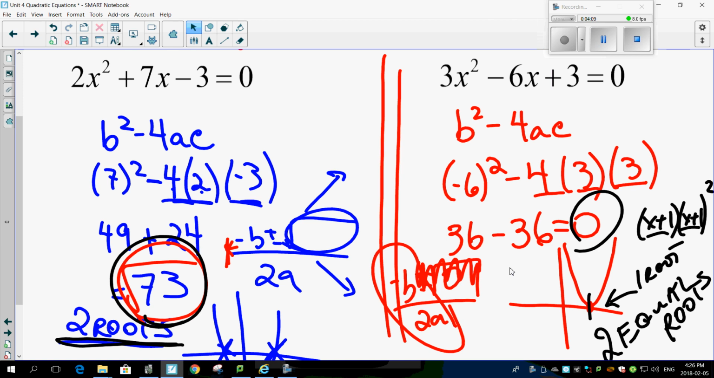But the nice thing about the discriminant, it tells us the nature of the roots. It doesn't tell us what the roots are, but tells you, do you have 2 roots, do you have 1 root, or do you have no roots at all?